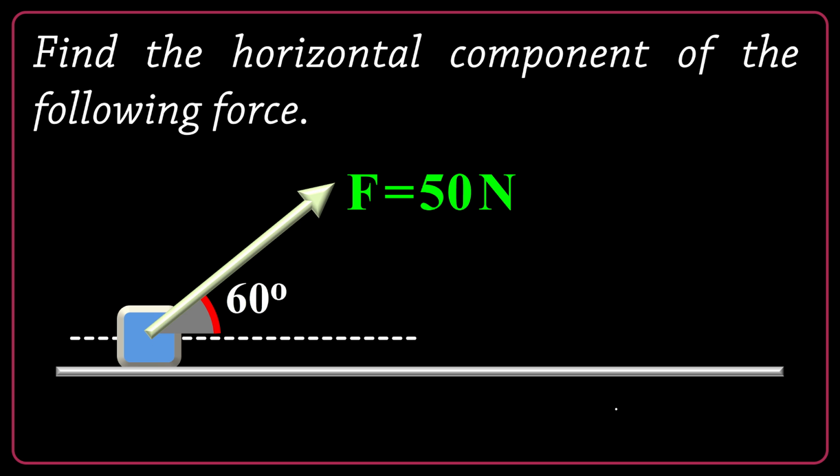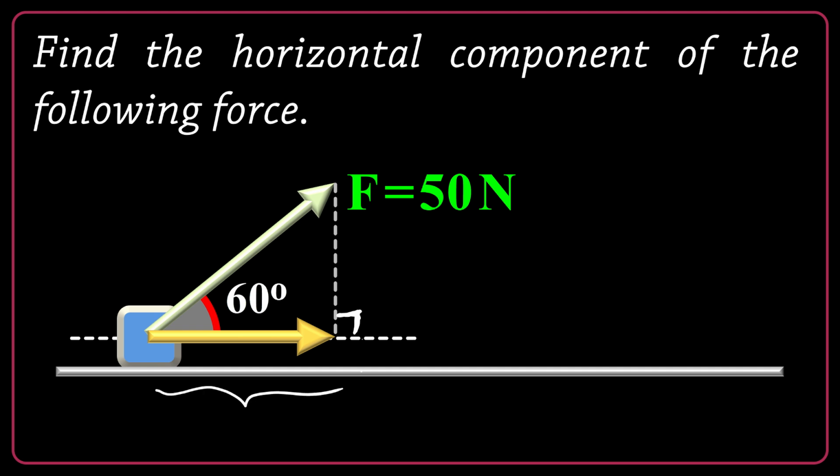I will continue with a very easy example. Find the horizontal component of the following force. Here I have a force of 50 newtons making an angle of 60 degrees to the horizontal. How to find the component? First, I will draw a vertical downward dashed line here, to find the length of that shadow. Keep in mind that it must always be at 90 degrees to the horizontal, okay, to find the component.